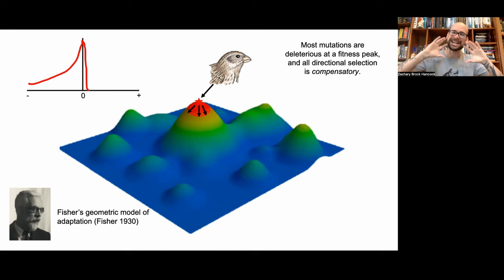Now, this idea of the evolution of the distribution of fitness effects was first put forward by R.A. Fisher in his 1930 book, The Genetical Theory of Natural Selection. And the model is called the geometric model of adaptation. And to understand how the distribution of fitness effects can evolve through time, let's take a step back and think about what the distribution would have been when our population was not at the highest peak. So our population is down here. It is at a peak, but it's not the highest peak.